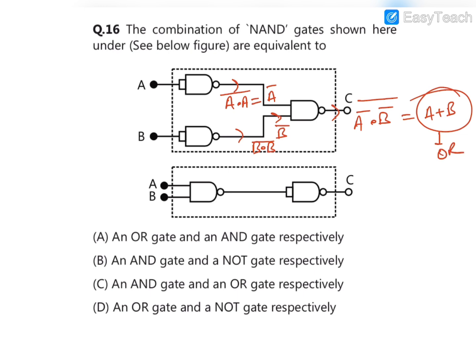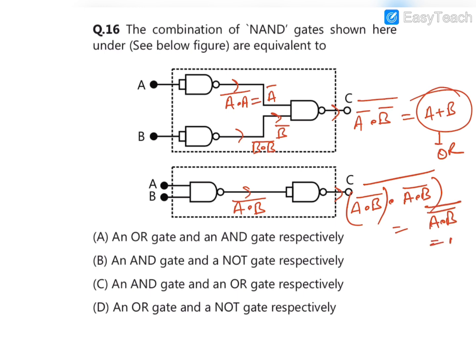And in the second case, you can see that this is (A dot B) bar, and this will be (A dot B) bar dot with (A dot B) bar, whole bar. So it would be again (A dot B) bar bar. So it would be A dot B. So it is the AND gate. So the correct option is A.